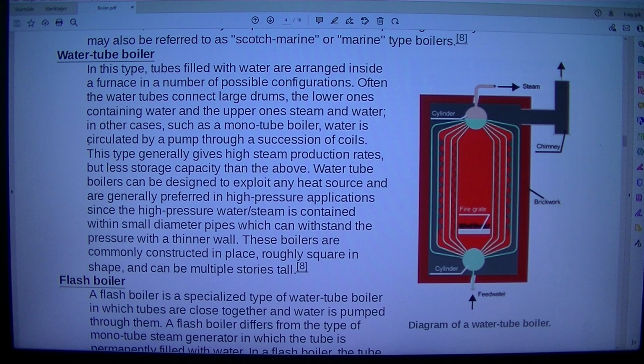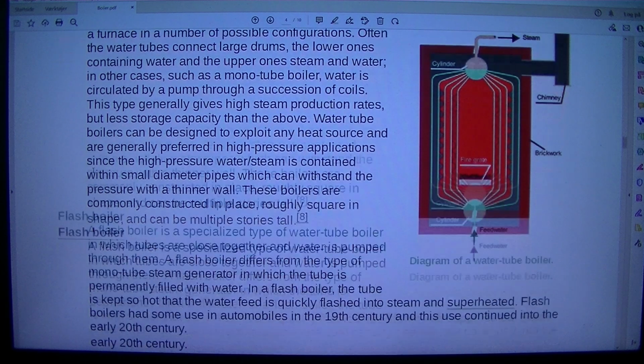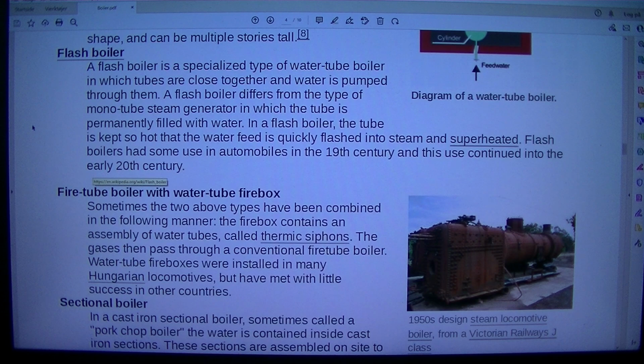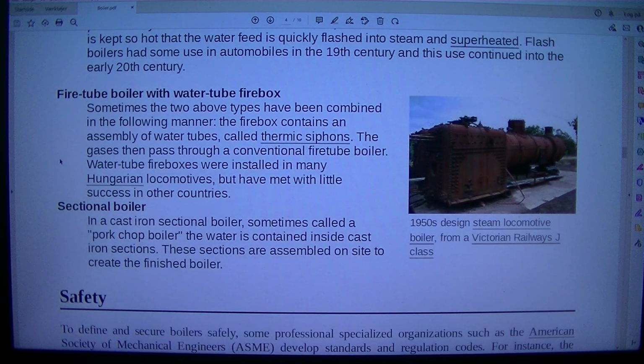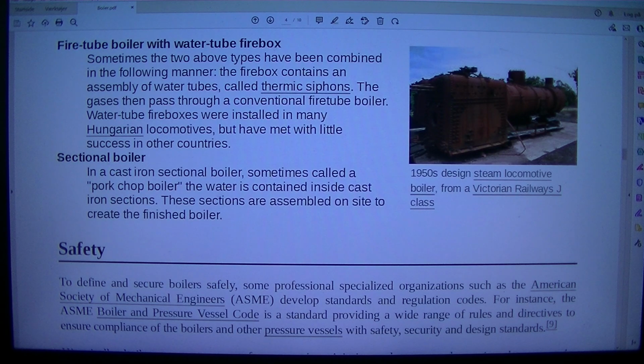Flash boiler. A flash boiler is a specialized type of water tube boiler in which tubes are close together and water is pumped through them. A flash boiler differs from the type of monotube steam generator in which the tube is permanently filled with water. In a flash boiler, the tube is kept so hot that the water feed is quickly flashed into steam and superheated. Flash boilers had some use in automobiles in the 19th century and this use continued into the early 20th century. 1950s design steam locomotive boiler, from a Victorian Railways, with a fire tube boiler with water tube firebox.